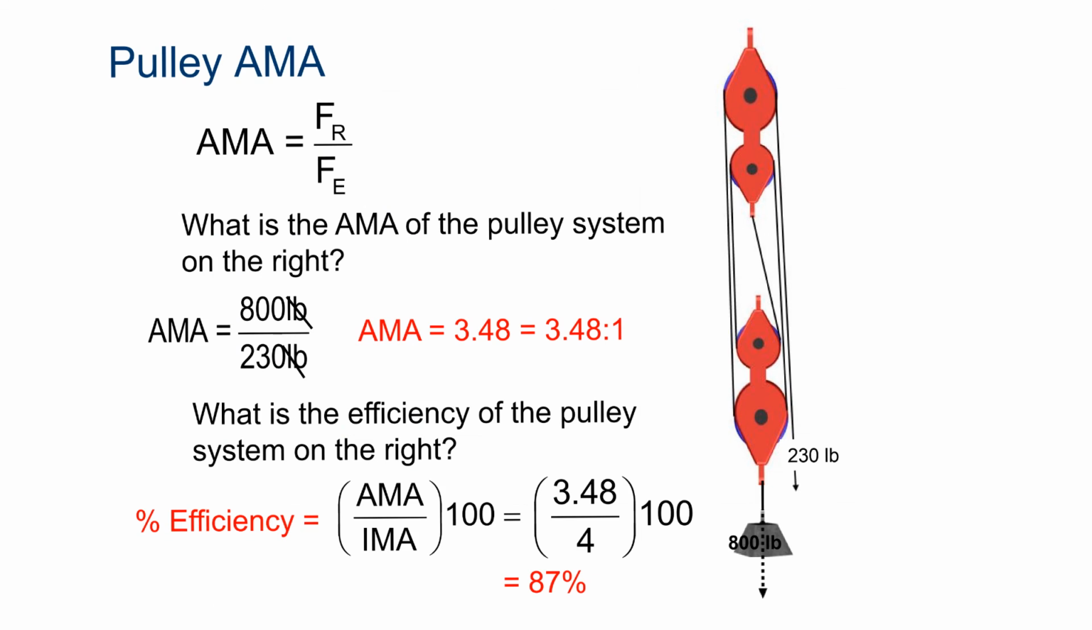Alright, so actual mechanical advantage of a pulley. The ideal mechanical advantage of this one we said is 4, because it's got 1, 2, 3, 4, and this last one doesn't count because it's pulling down. So if it's using 230 pounds of effort force to lift 800 pounds of resistance force, actual mechanical advantage is going to be resistance force divided by effort force, so 800 divided by 230 gives us 3.48. Then we calculate our efficiency: 3.48 divided by 4 is 87%.